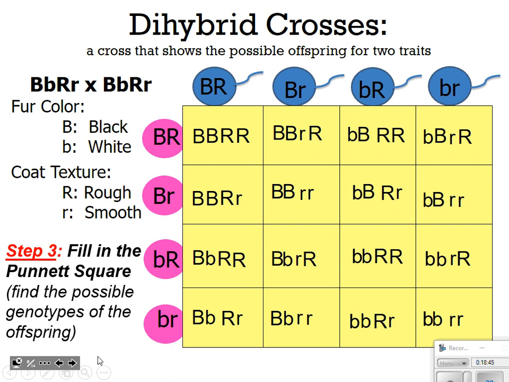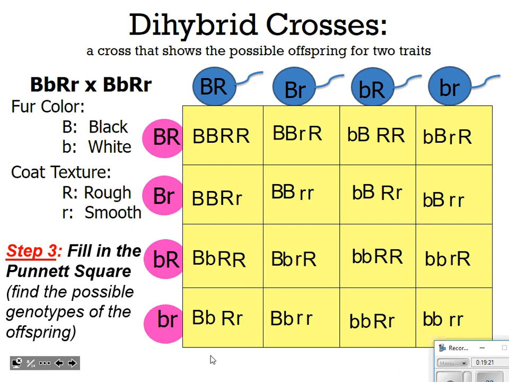So I have 16 genotypes. Are all of them different? No, not all of them. You're probably going to see some of them are the same. They are not all different. I'm going to pause my little video here. I'll give you a couple of seconds to fill that back in.